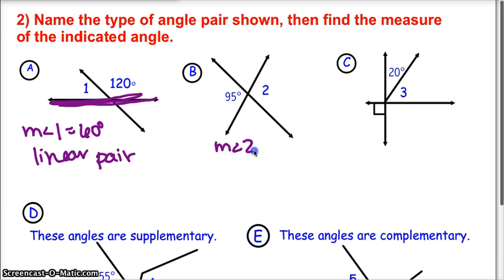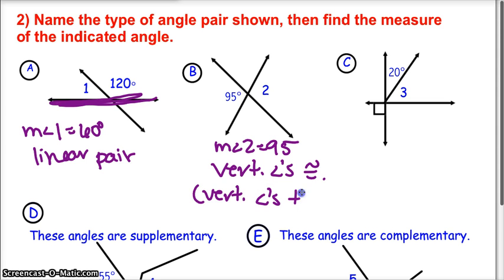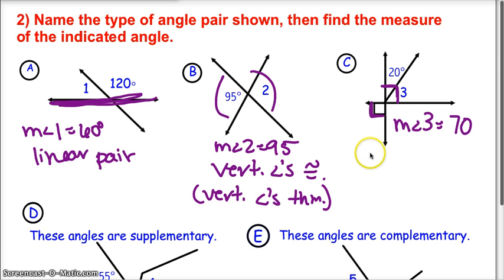The measure of angle 2 is going to equal 95 because these angles are vertical angles, and we know that vertical angles are congruent because of that vertical angles theorem. So this angle is the same as that angle. If you look at the next one, this means it's 90 degrees. So there's a 90 degrees over here. So the measure of angle 3 is going to end up equaling 70, and we know that because those two angles are complementary.